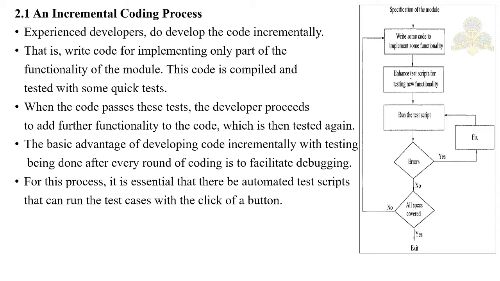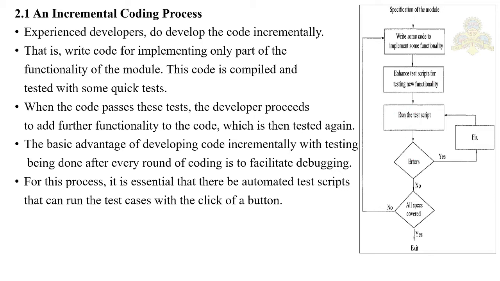Okay. Now, next what they will do, suppose once code is written for one part and they have tested, now they will enhance it. That means they will add new functionality, and then test it again. So this process continues. So suppose they have completed one module. For example, they have completed 5 functions in a module. Now the developer has to run the test script of the entire module.